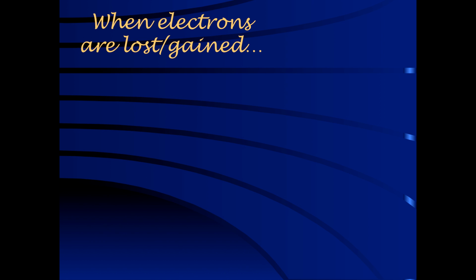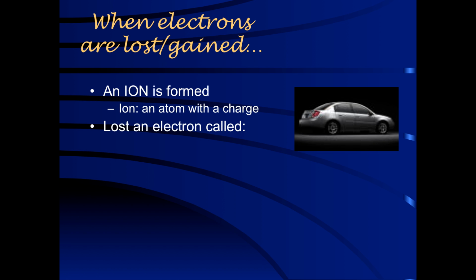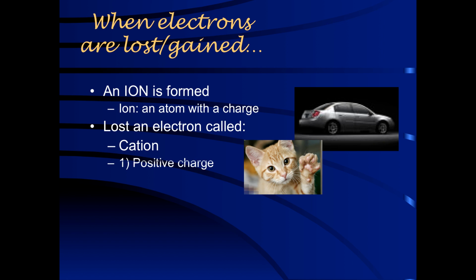So let's first talk about when electrons are lost and gained. That's known as an ion. That vocab word ion just means that an atom has a charge. Here's why this happens. When we lose an electron, that is called a cation. And the way this works is that an electron is negative. So if you get rid of something negative, you're going to be more positive. And this is how you can remember it. Cats have paws. So cation is positive because they got rid of something negative. Negative electrons lost actually gives you a plus, a positive charge.